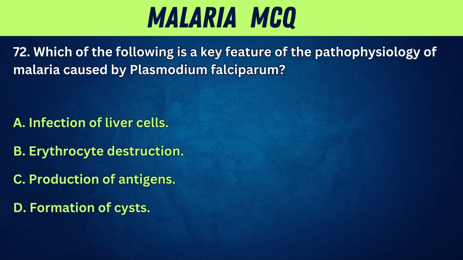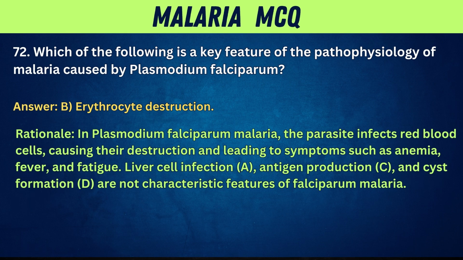72. Which of the following is a key feature of the pathophysiology of malaria caused by Plasmodium falciparum? A. Infection of liver cells. B. Erythrocyte destruction. C. Production of antigens. D. Formation of cysts. Answer: B. Erythrocyte destruction. Rationale: In Plasmodium falciparum malaria, the parasite infects red blood cells, causing their destruction and leading to symptoms such as anemia, fever, and fatigue. Liver cell infection, A, antigen production, C, and cyst formation, D, are not characteristic features of falciparum malaria.